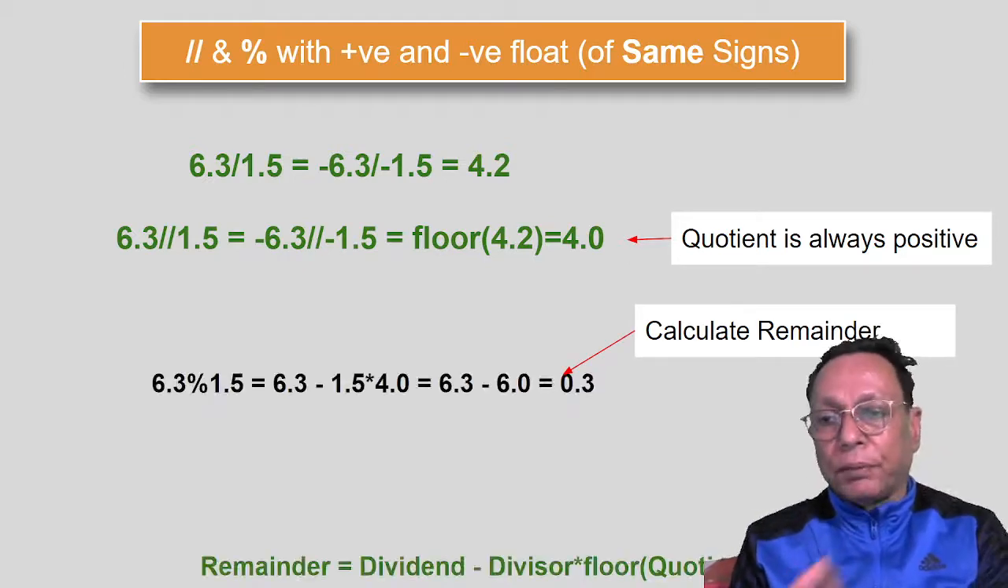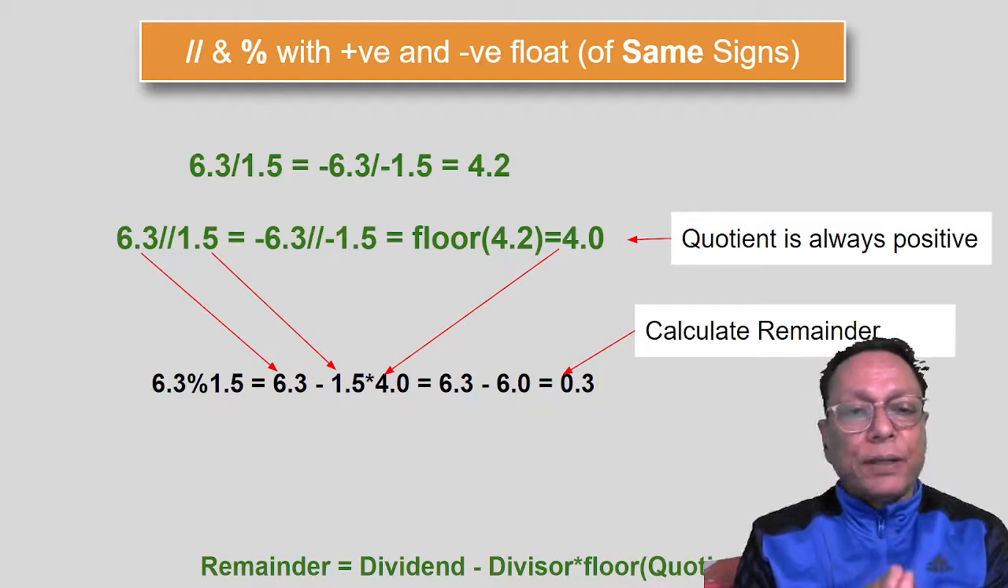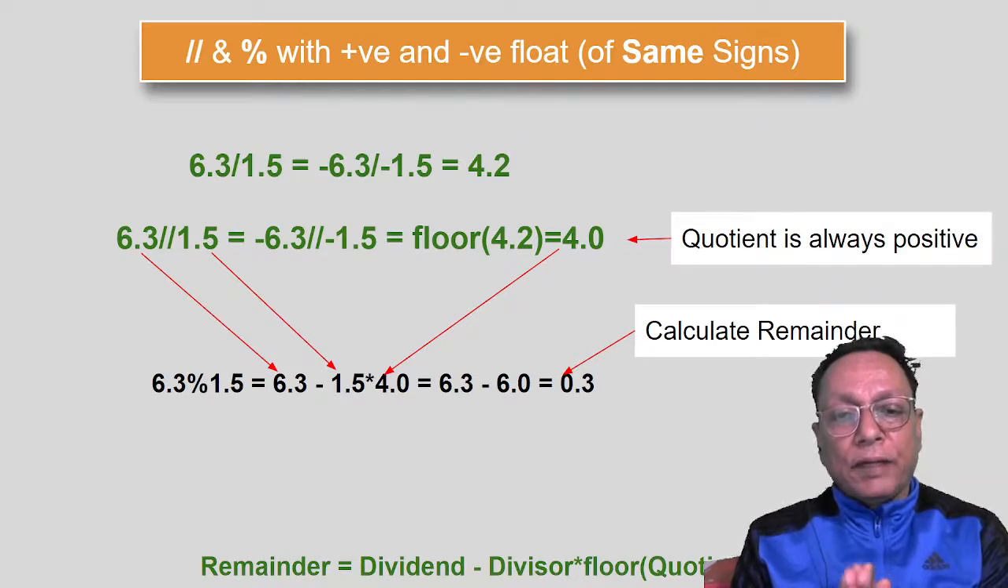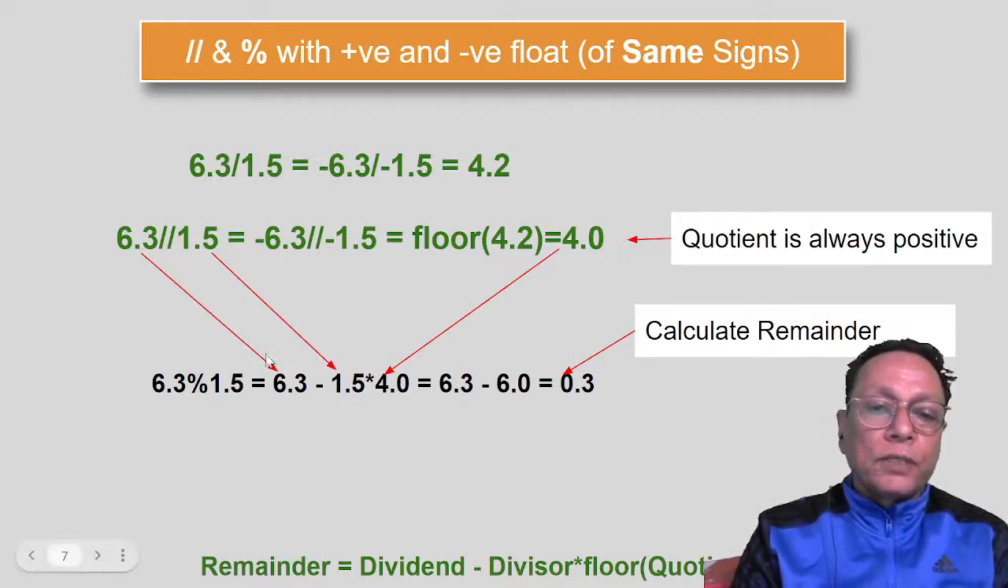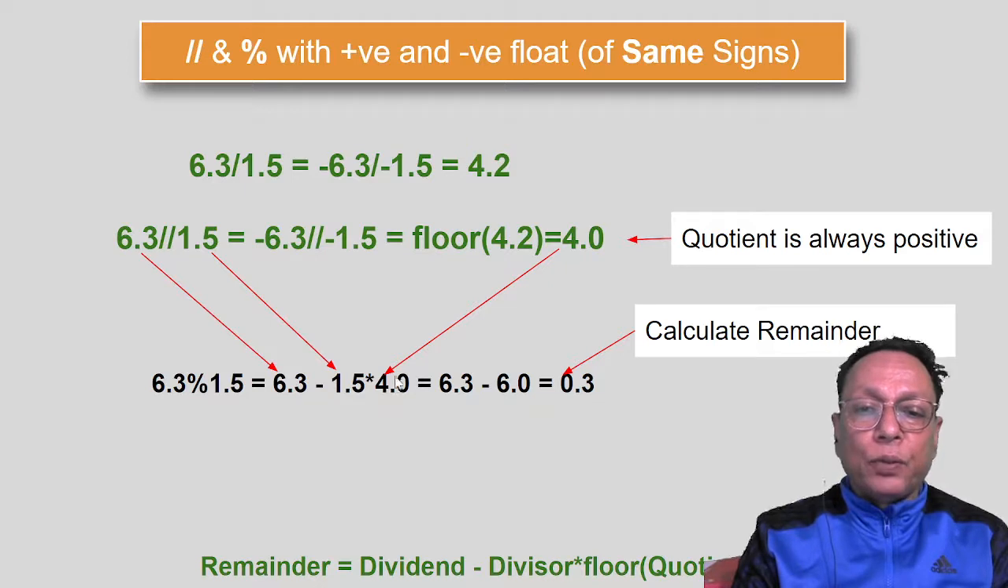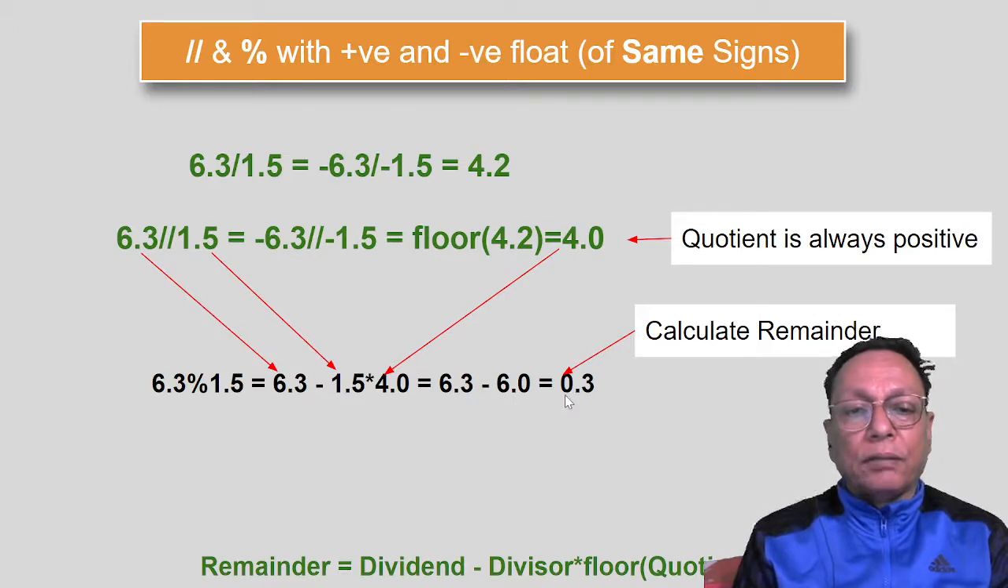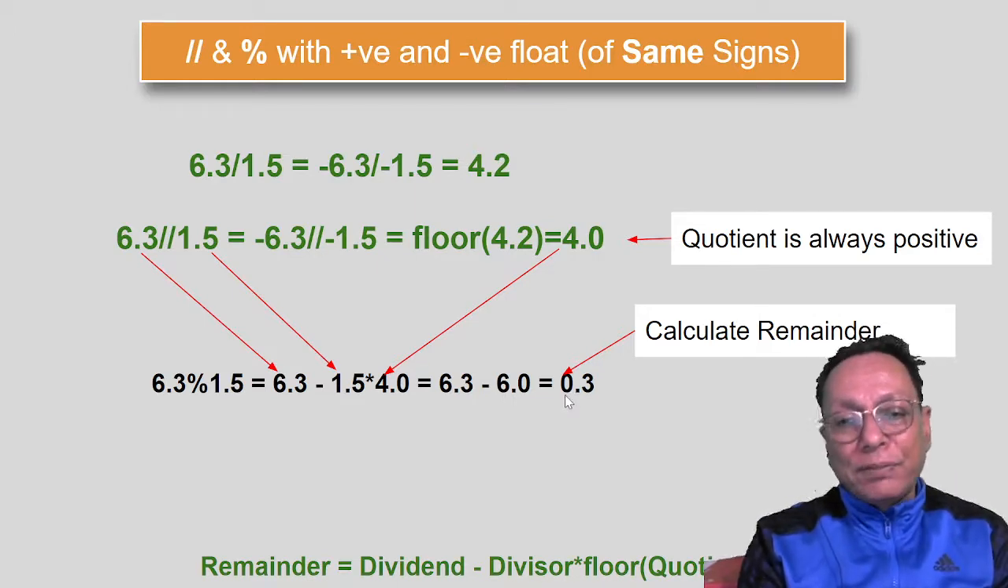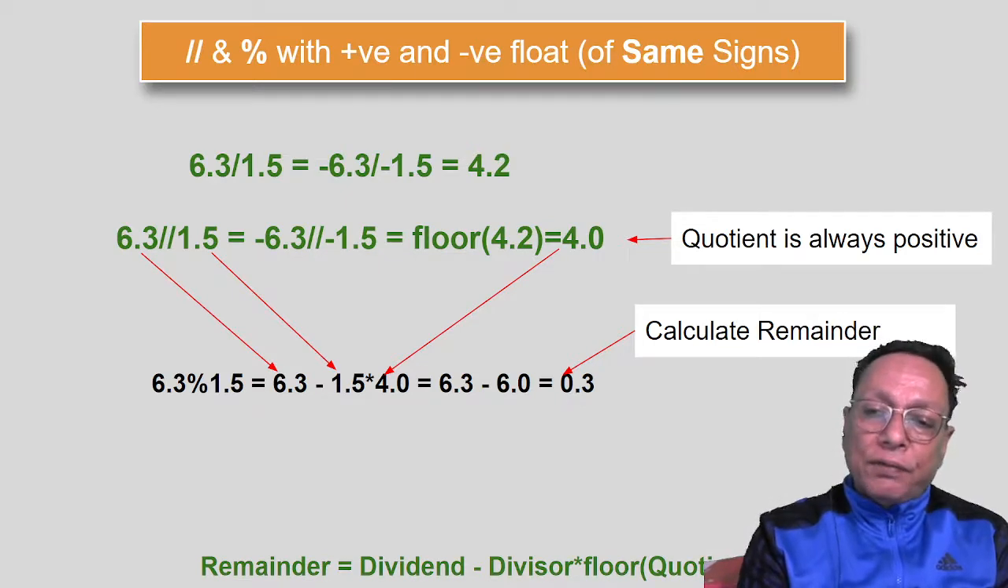Now it's time to calculate the remainder. So see, remainder 6.3 modulo 1.5. The relation is dividend minus divisor into floor quotient. So 6.3 is the dividend, 1.5 is the divisor, and 4.0 is the floor quotient. When you solve this relation, it gives you 6.3 minus 6.0, which is 0.3. So when you take the remainder of same signs, it will give you the positive remainder.